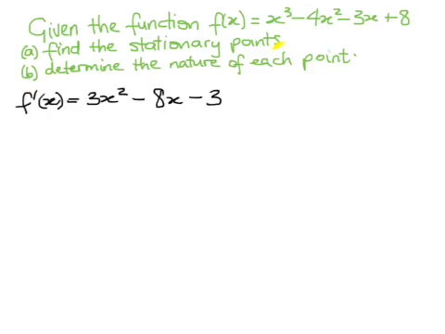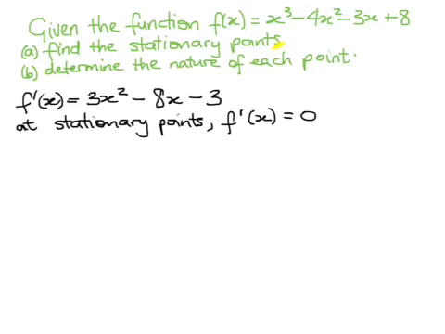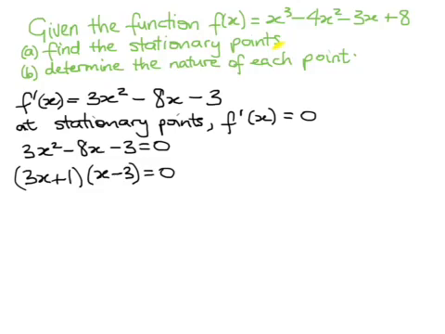So let's take the first derivative. f prime of x is 3x squared minus 8x minus 3. And at the stationary points, f prime of x is equal to 0. Our gradient function is equal to 0. That means that 3x squared minus 8x minus 3 is equal to 0. This is a quadratic, yes? So what do I do when I have a quadratic? Well, the first thing I'm going to try to do is factorize.